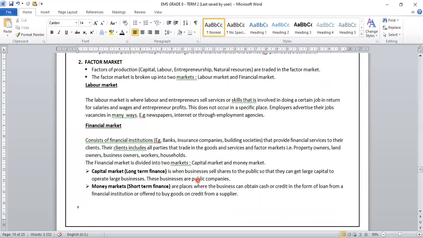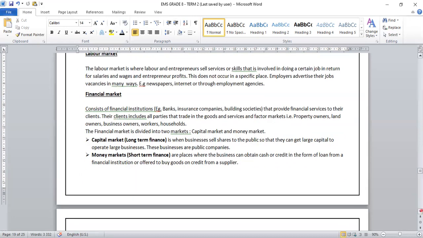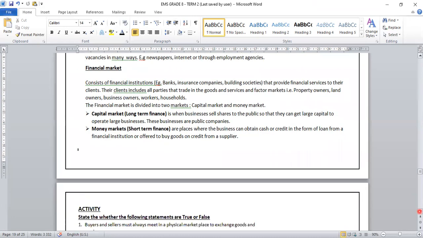Secondly is money market, which is a short-term finance. Money markets are places where businesses can obtain cash or credit in the form of a loan from a financial institution or be offered to buy goods and services on credit from a supplier. So this is our money market, which is the short-term finance.